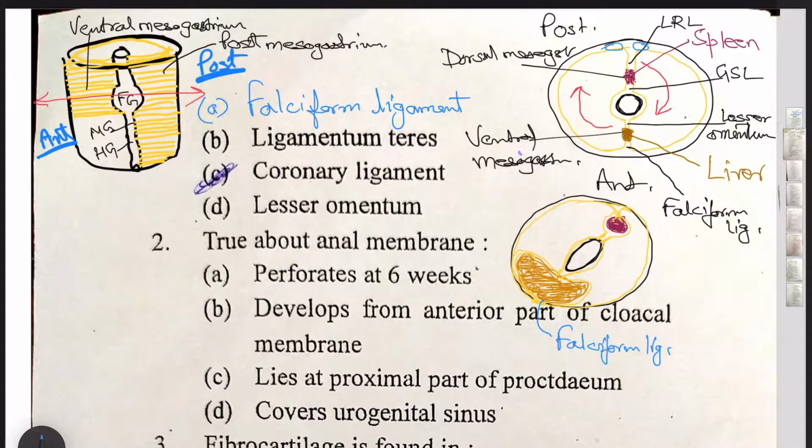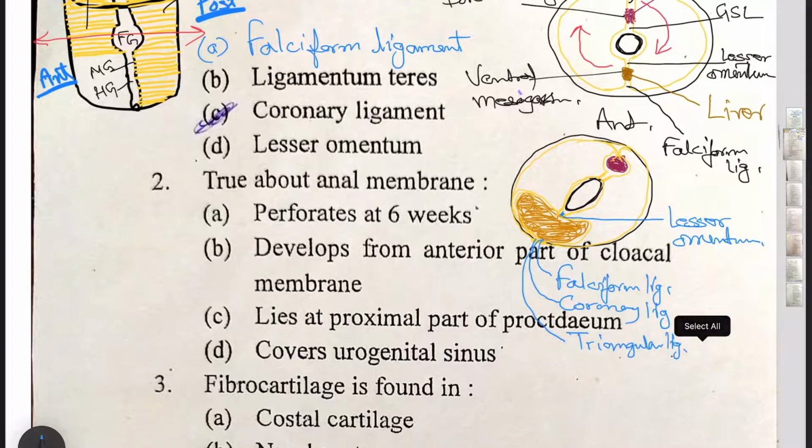So remember now these little points. From the ventral mesogastrium, all that is derived is, one is falciform ligament, then the other is coronary ligament, then triangular ligament, and this is the lesser omentum. So all these four ligaments I have drawn here are derivatives of ventral mesogastrium.